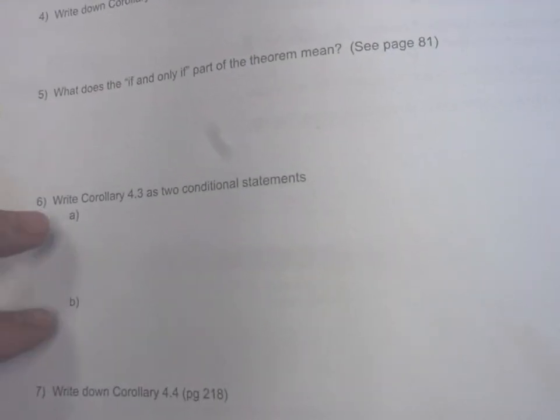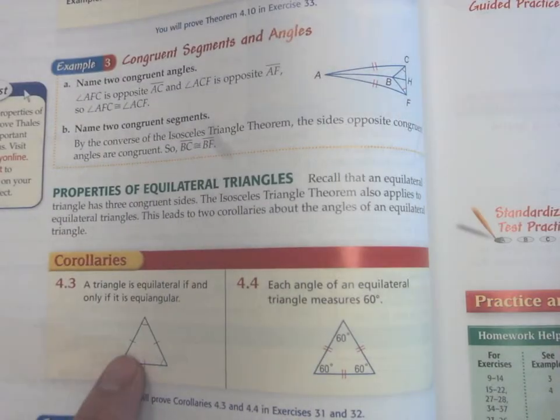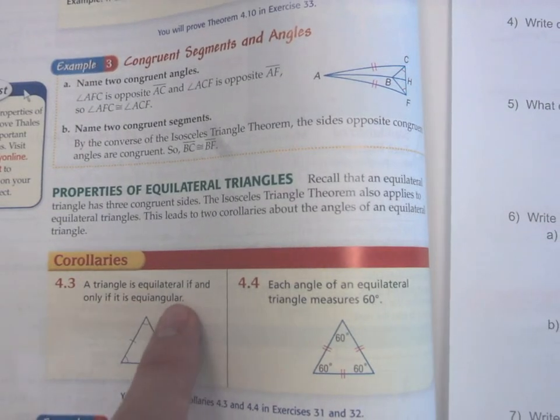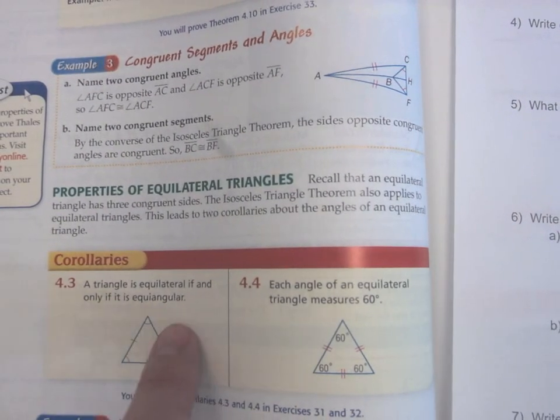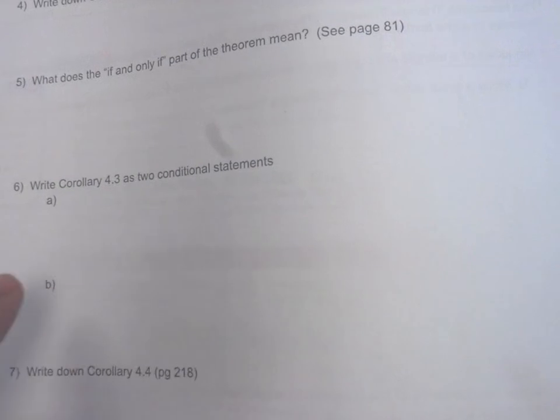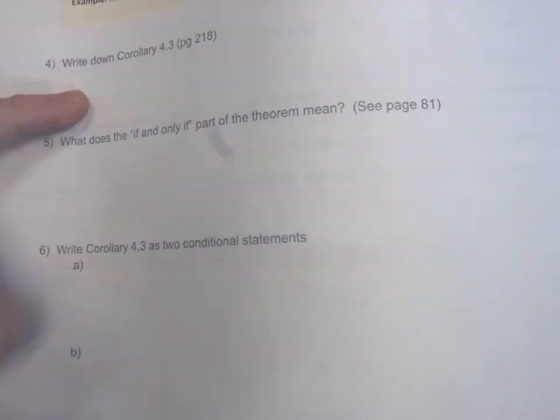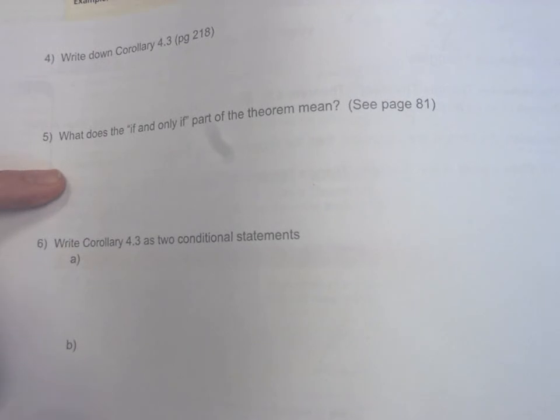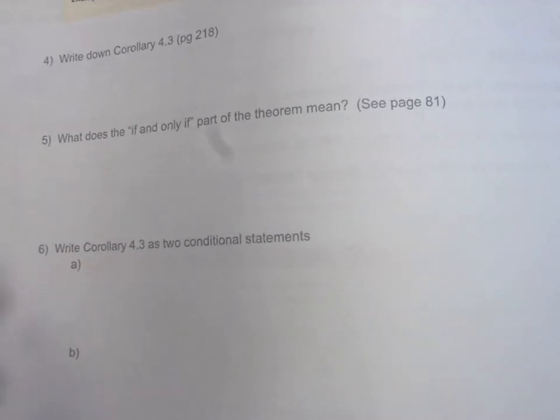And then you're going to write down those two conditional statements. In other words, you're going to write this both ways. If it's equilateral, then it's equiangular. If it's equiangular, then it's equilateral. Okay, those are the two different ways. So we take a biconditional statement, which means that it has an if and only if, it works in both directions, and then we can write it both ways.